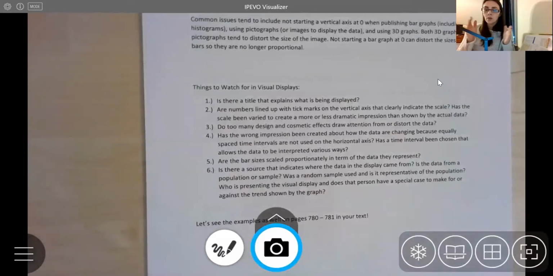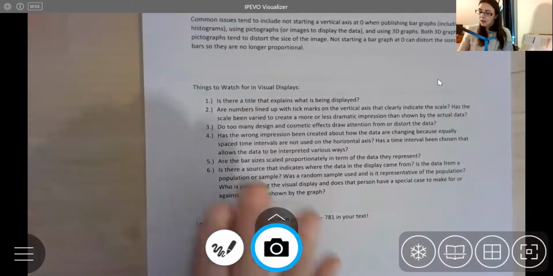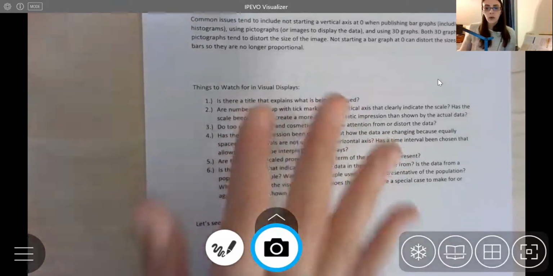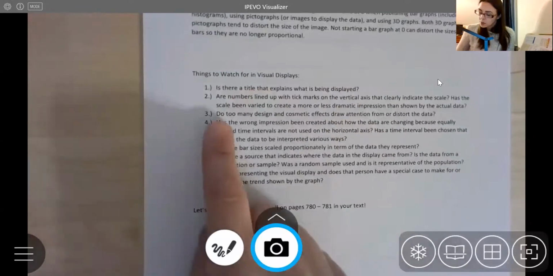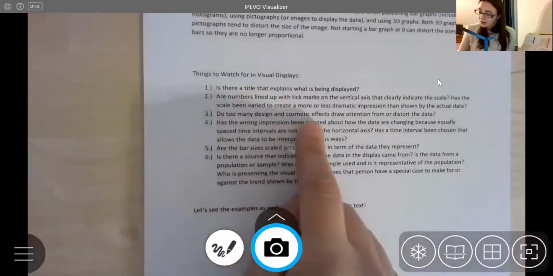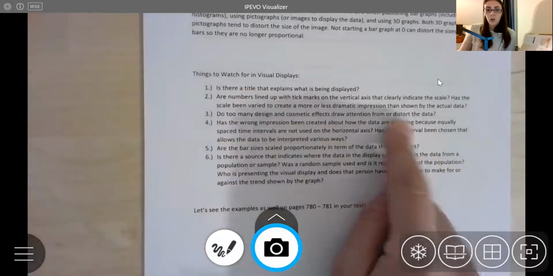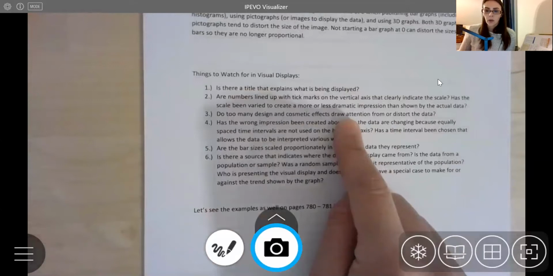You should also make sure your marks are consistent, so they're going the same amount each time, right? Counting by ones or by halves, whatever it is. And sometimes you have to play around here. So you want to create a graph that accurately shows what's happening with the data. That's always the goal. Too many design and cosmetic effects draw attention from or distort the data. So sometimes there's just too much going on, right? There's just too many designs.